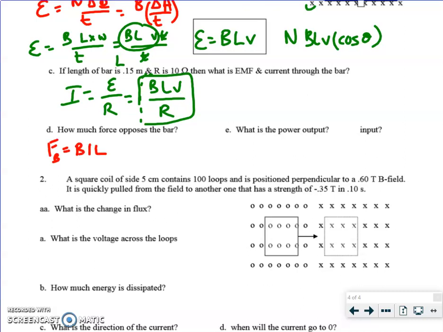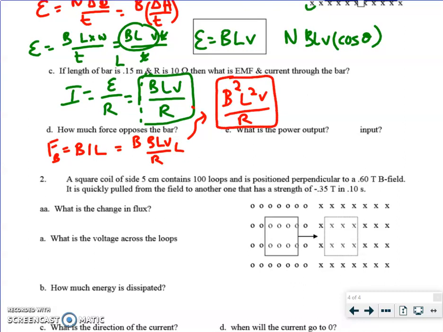Now we can't leave it like that because we've got to put it in terms of our givens, and we were not given current. So we already have a solution for current right there. So that becomes B times BLV over R times L. And so I'm going to write it up here. If I put my terms together, B squared times L squared times V all over R. So that is our force.